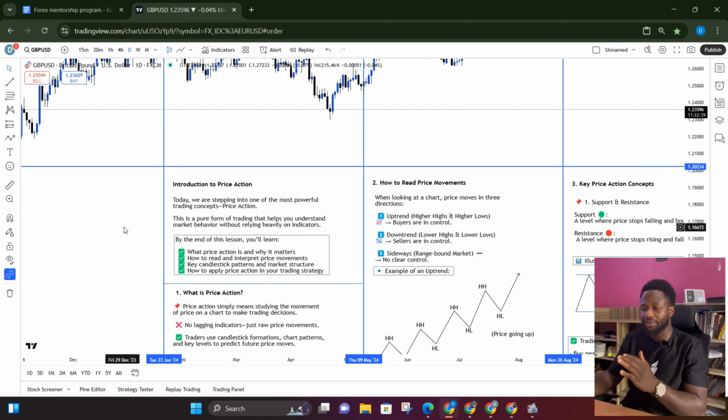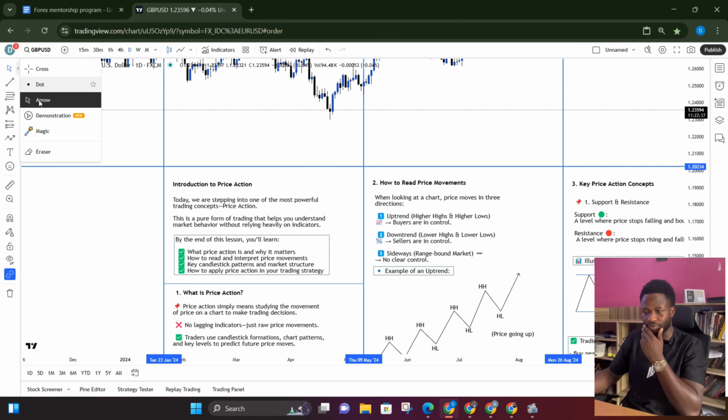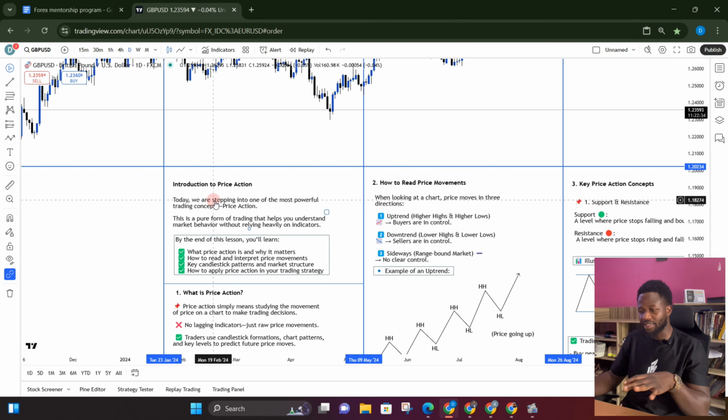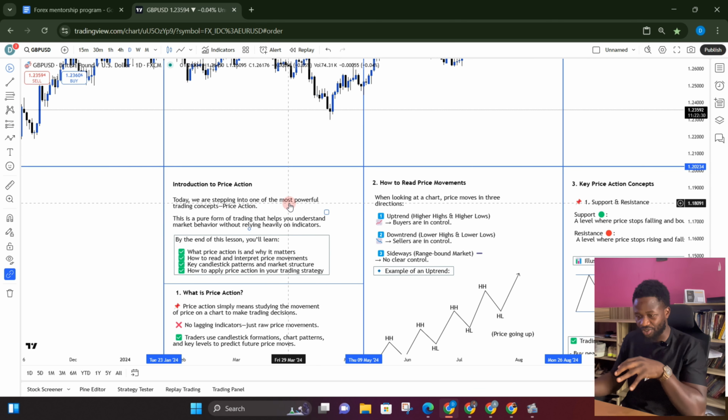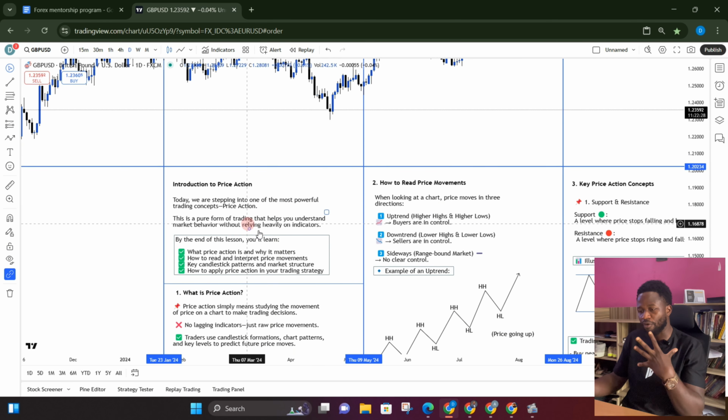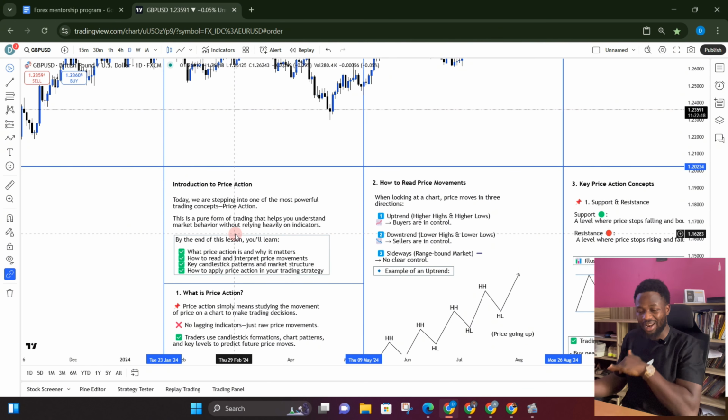Let me take my demonstrative tool. All right, today we are stepping into one of the most powerful trading concepts, which is price action. This is a pure form of trading that helps you understand market behavior without relying heavily on indicators, or if you are going to be a trader like me, without relying on indicators at all.